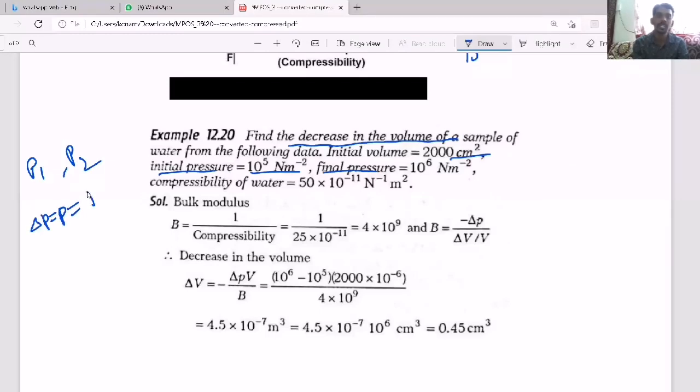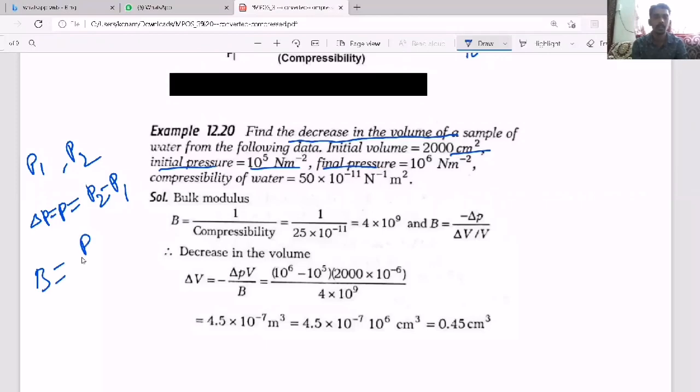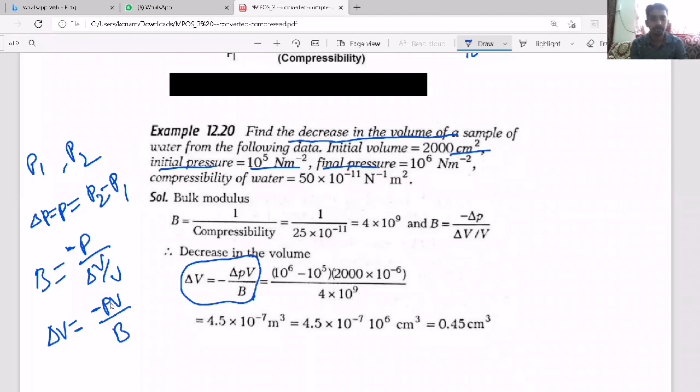Now delta P, or P in the numerator, will become what? P2 minus P1. That's why bulk modulus will become what? Minus P by delta V by V. So that V will go up. So the delta V equation, if you write it, is minus PV by B. That is what this one is.